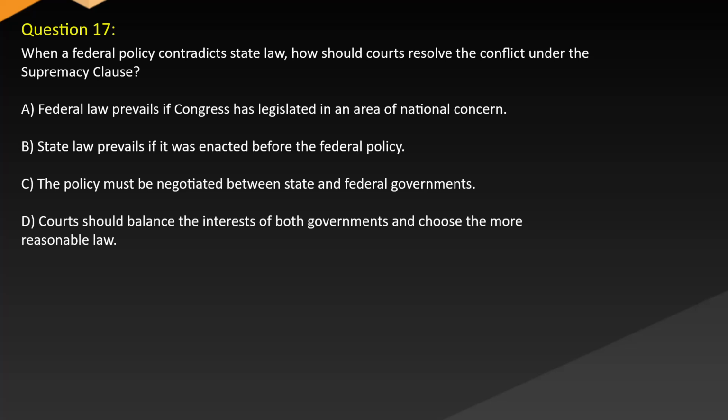Question 17. When a federal policy contradicts state law, how should courts resolve the conflict under the Supremacy Clause? A. Federal law prevails if Congress has legislated in an area of national concern. B. State law prevails if it was enacted before the federal policy. C. The policy must be negotiated between state and federal governments. D. Courts should balance the interests of both governments and choose the more reasonable law.